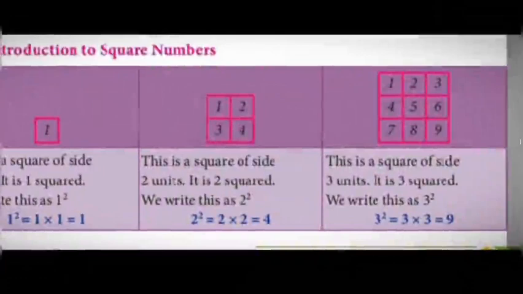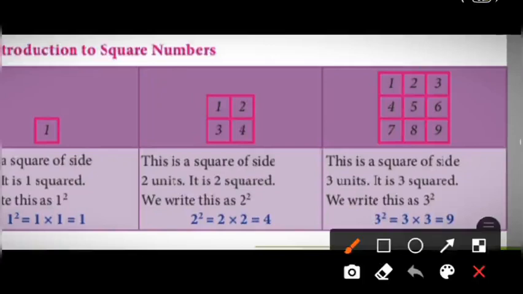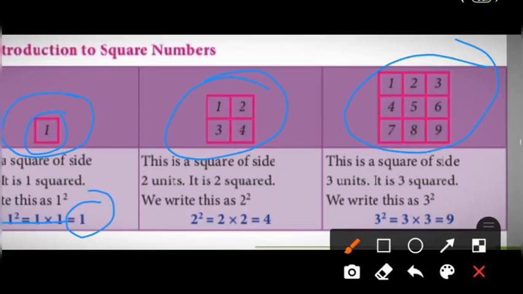Today we are going to discuss square numbers and square roots. Introduction to square numbers. This is called a square box. You know very well, this is called a square box. One square means a single square, 1 into 1. 1 into 1, we get only 1.